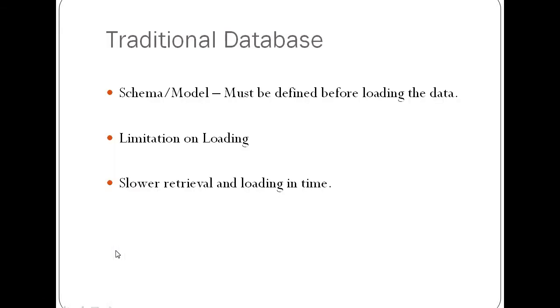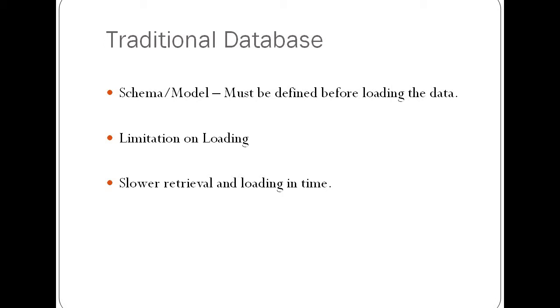In the traditional database, firstly we will be following a schema or a model, and that must be defined before loading the data. For example, we are going to have a table called student and we need to insert the details of the student in the table. So before having the data, we will make sure the table has the serial number or roll number, the student name, the student's age and the student's subject. So we will have this basic information before loading the data.